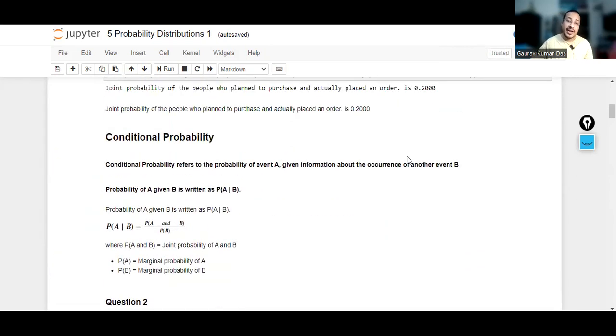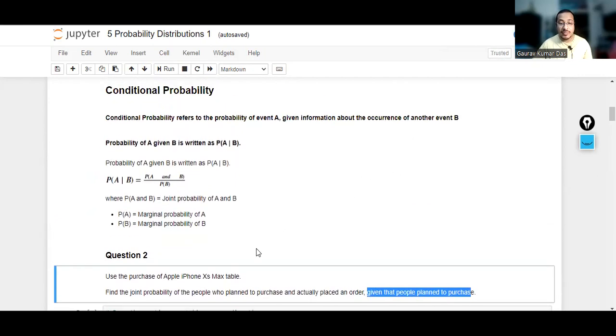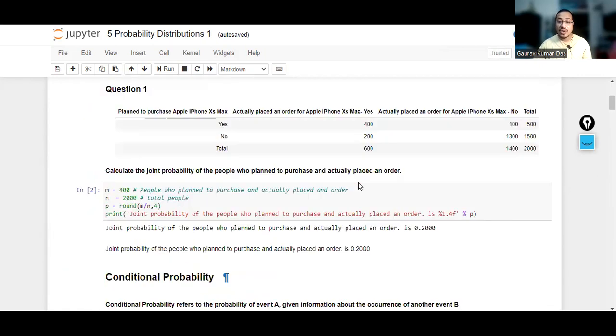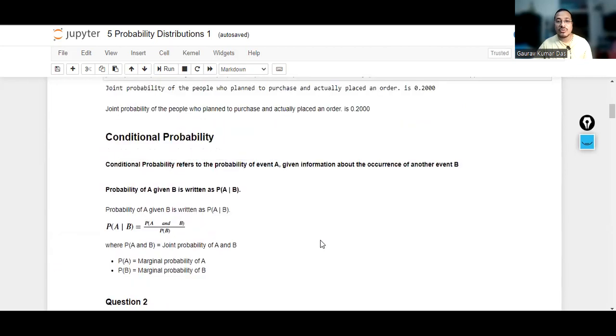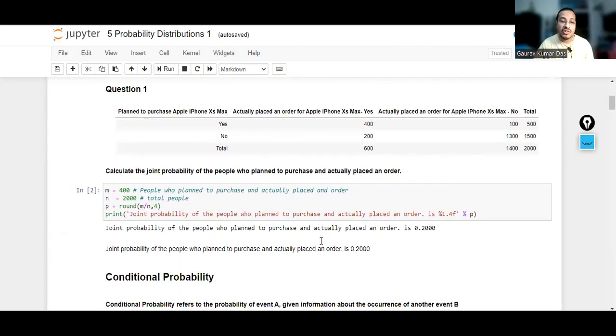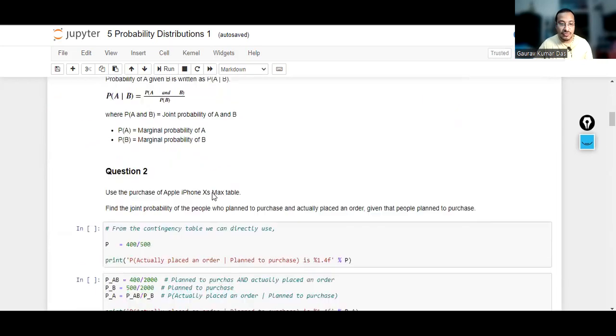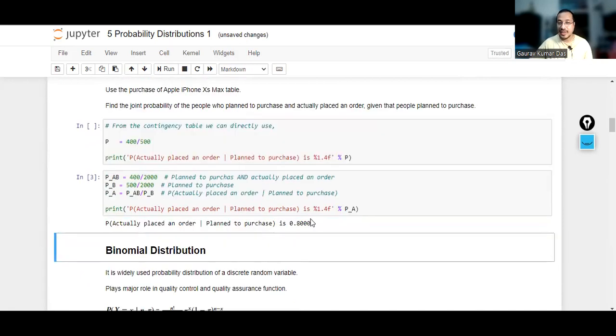So given that people had planned to purchase, give the probability of people who plan to purchase and actually place an order. That quantity we have already understood, that is 400. But here they are saying, given that people have planned to purchase. So the first event is A, such that B has happened. B is nothing but this event: people had planned to purchase. So it will be no longer 400 out of 2000, it will be 400 out of 500, because this row total gives us those people who actually have planned to purchase the Apple iPhone. So it will be 400 by 500, which is 80% probability, 0.80.